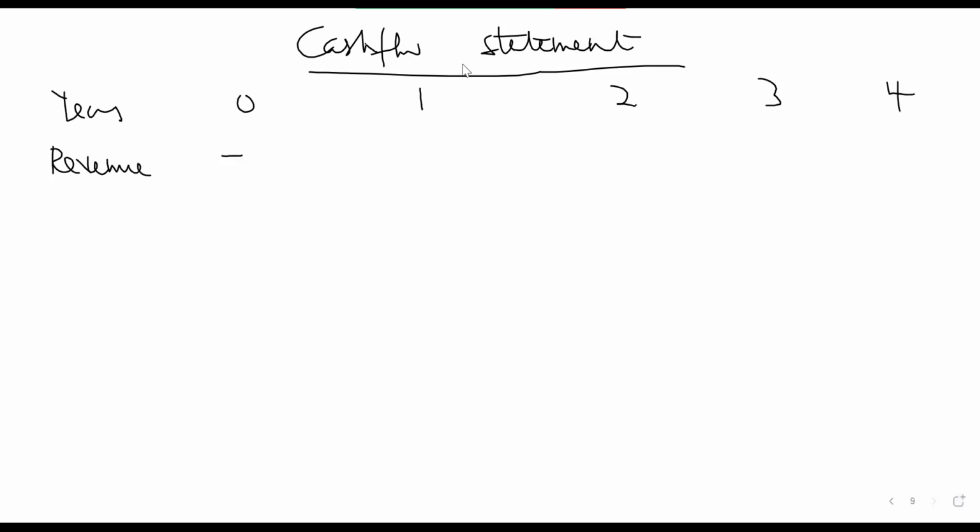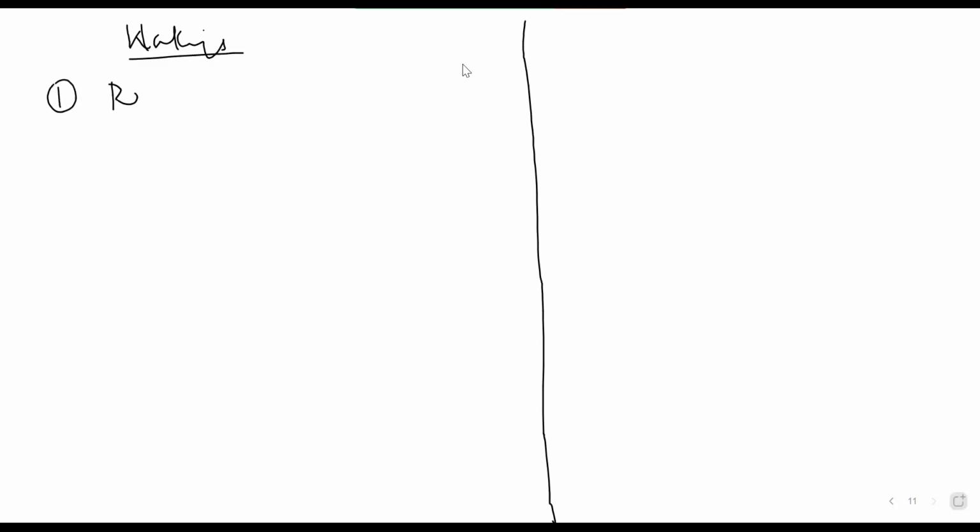So let's go and do workings for the revenue. So workings 1 will be revenue. So we put the revenue here. Then you put the years 1, 2, 3, 4.